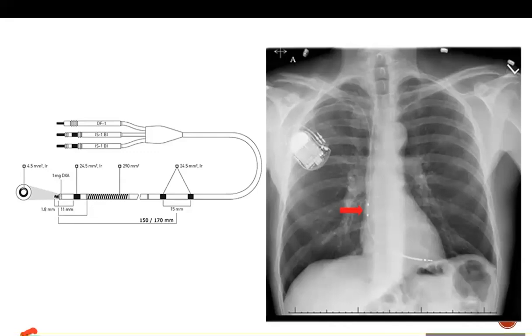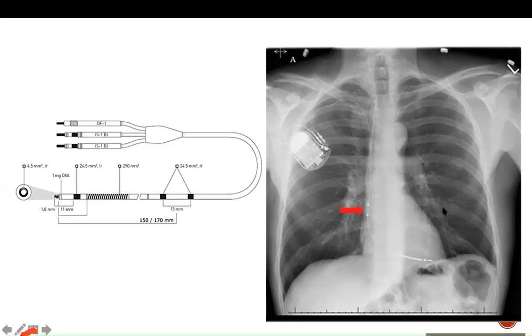So the shock coil is attached to where? The RV lead. So how many shock coils do we have? Usually one in the RV. Okay, usually one, but how many could we have? We have two. And what is the other shock coil? Usually in the RA. It's not the RA, it's called the SVC. So it's usually in the SVC.